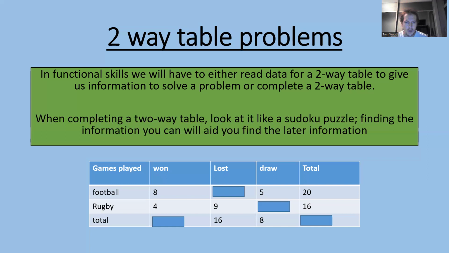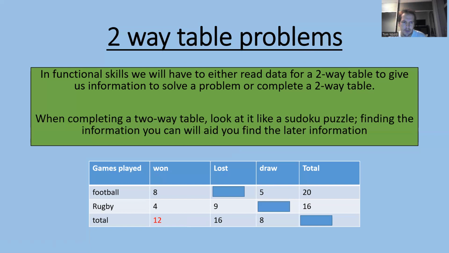So I want to know, well, what was the total amount of games that were won? Well, I know that 8 games were won in football, 4 games were won in rugby. So in total, there was 12 games that were won in total there.